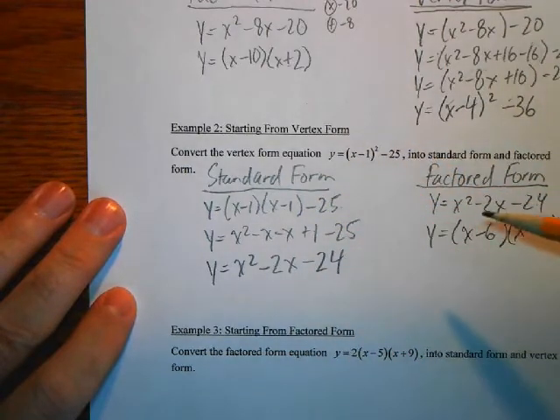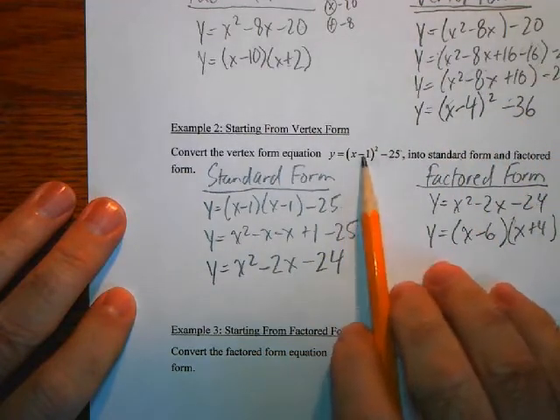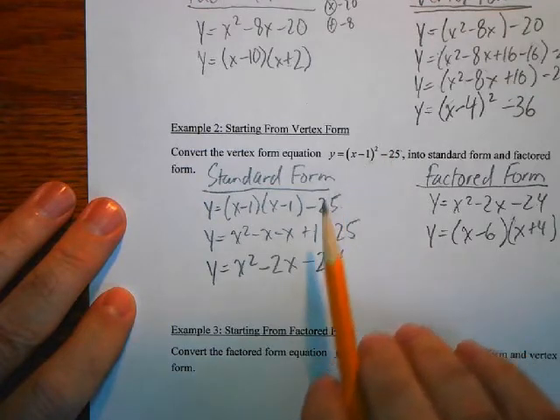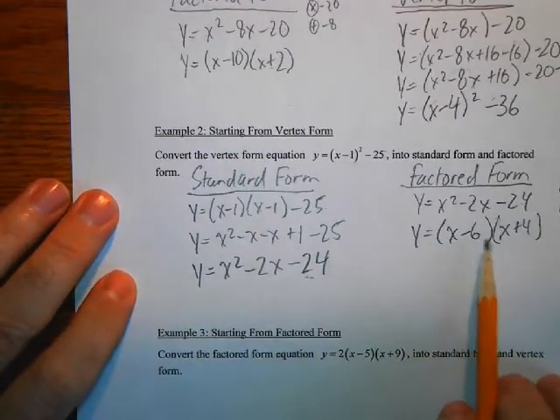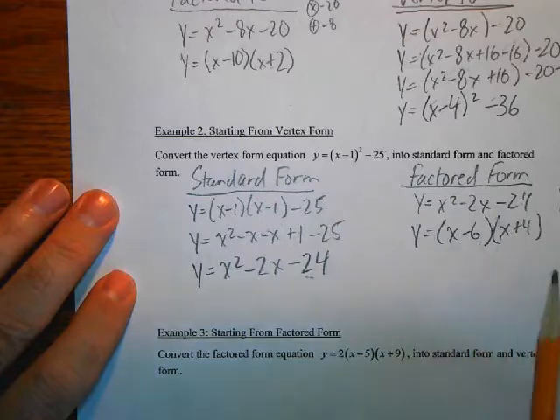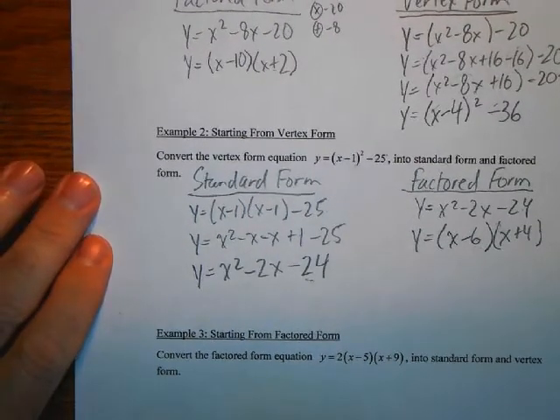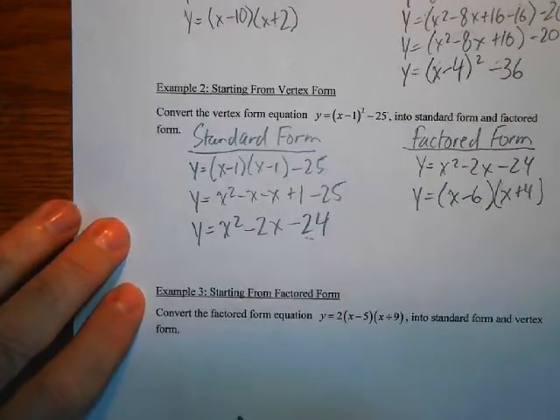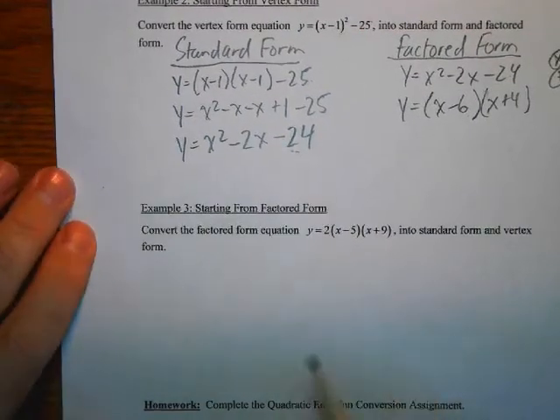I didn't ask this question, but what information can I now get about this quadratic? Well, from the original part, I know that the vertex is 1 comma negative 25. I know from standard form that the y-intercept is negative 24. And I know from factored form that the x-intercepts are positive 6 and negative 4. So just by doing this conversion process, I've got all the information I could want, pretty much, from this quadratic relation. And that's why it's important to be able to do this conversion, is to get information that's not readily available. Okay, so let's do the last one here.